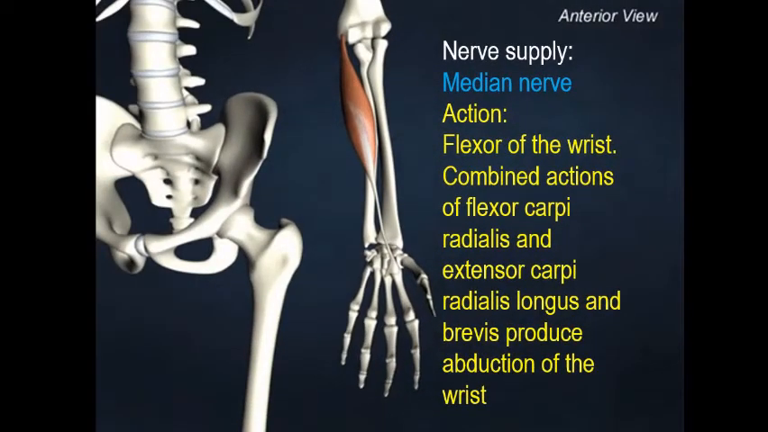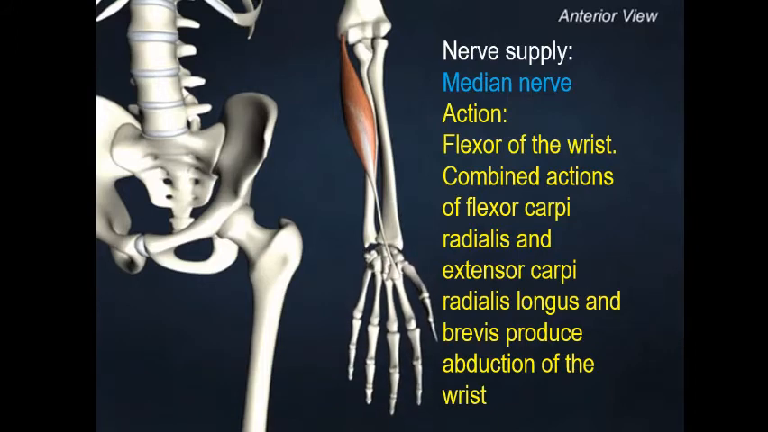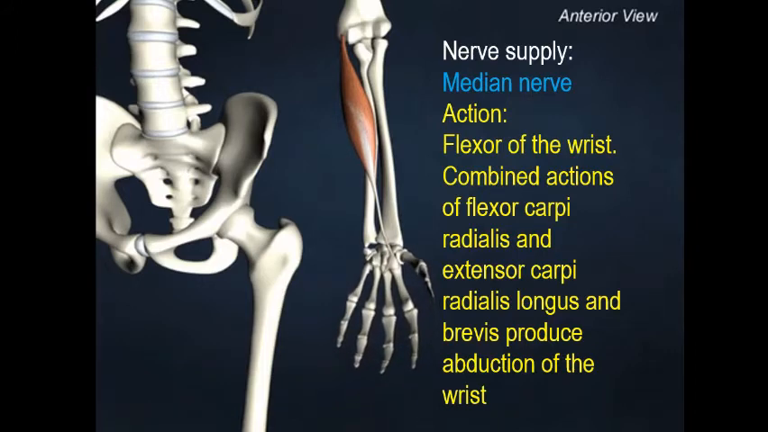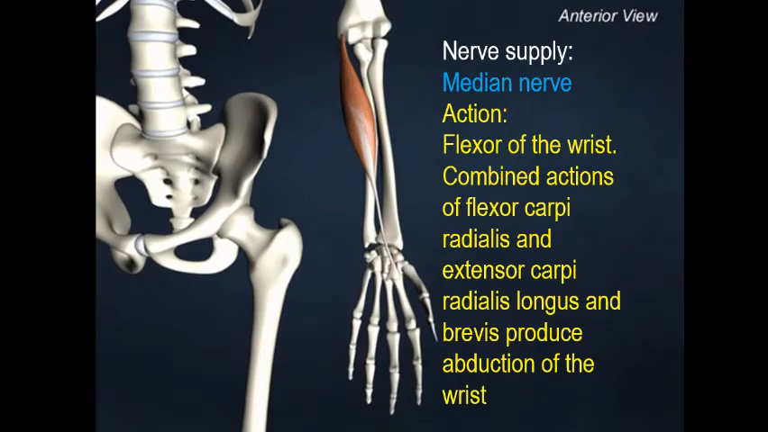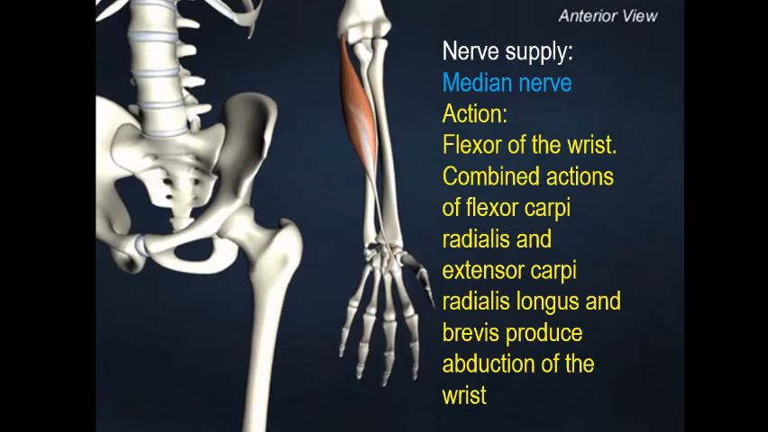Then the nerve supply is the median nerve, like the pronator teres, and the action is flexion of the wrist joint, and the combined actions of the flexor carpi radialis and extensor carpi radialis longus and brevis produce abduction of the wrist joint.